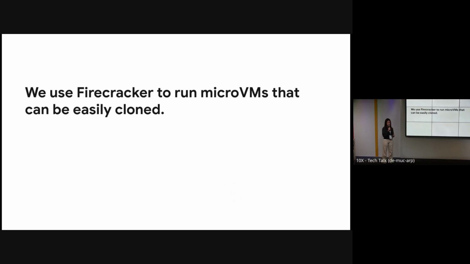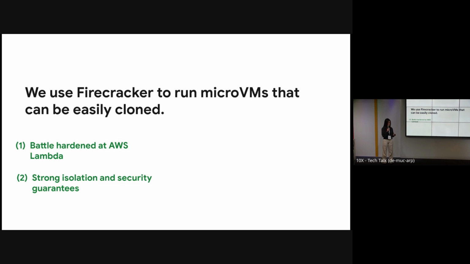So in order to implement this, we use Firecracker, which is a virtualization technology created by AWS. And we chose Firecracker for a few key reasons. First, we liked that it's been battle tested by AWS Lambda, which reassures us about its stability and its scalability. Firecracker also provides really strong isolation and security guarantees. So this was important for us because we run CI for multiple companies on the same executors.